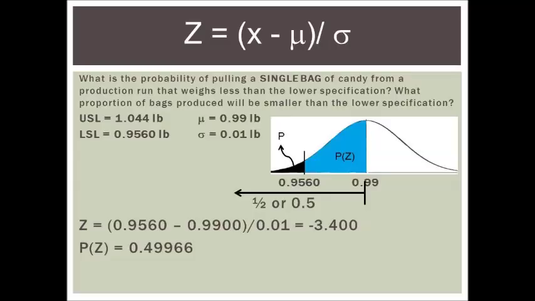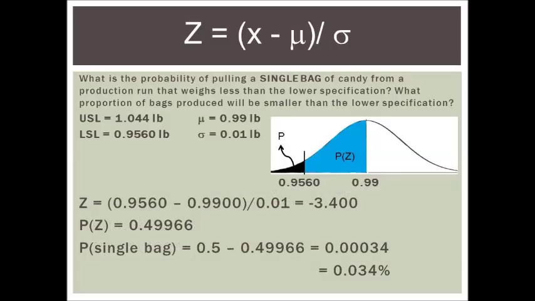So if the entire curve to the left of center is 0.5, and we know that the blue shaded region is 0.49966, how would you find out what the leftover portion of this curve is that represents the probability P? To find that, we just take 0.5, which is the left-hand half of our curve, and subtract the probability that we know, which is 0.49966, and we are left with 0.00034, which is equivalent to 0.034%.